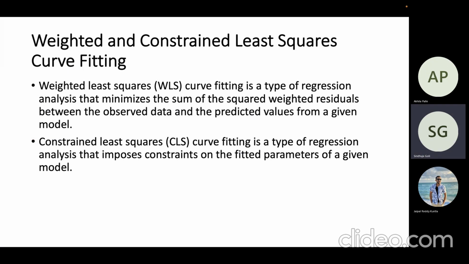Constrained least square curve fitting is a type of regression analysis that imposes constraints on the fitted parameters of a given model. These constraints can be in the form of upper or lower bounds, equality or inequality constraints, or linear or nonlinear constraints. Both of these techniques combine to simultaneously handle data with heteroscedastic error and impose constraints on the fitted parameters of the model.